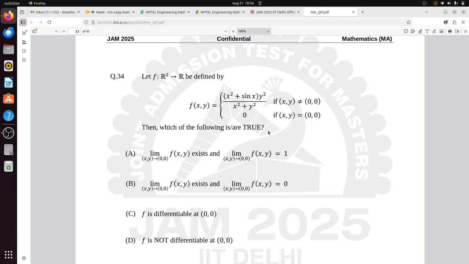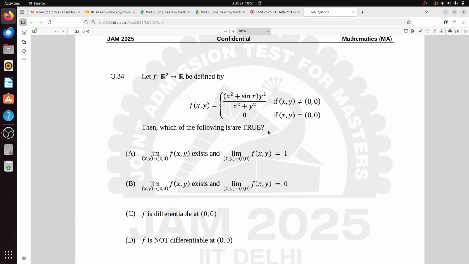And is it differentiable? The answer is yes, because if you take partial derivatives you will get 0 comma 0 and 0 comma 0, and you can still write it as... wait, it will not be differentiable.